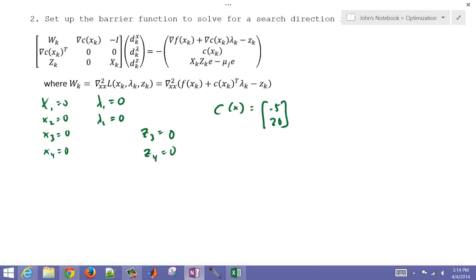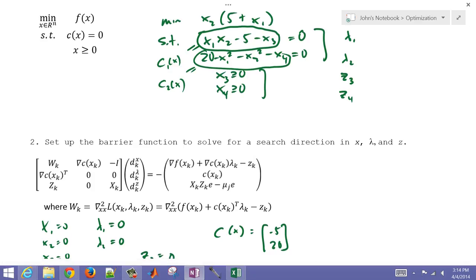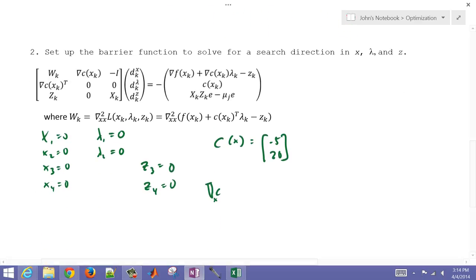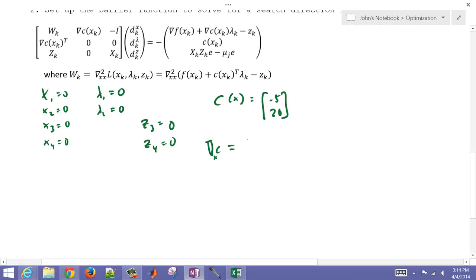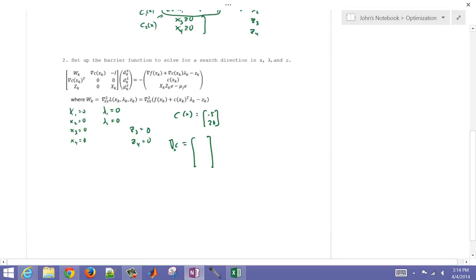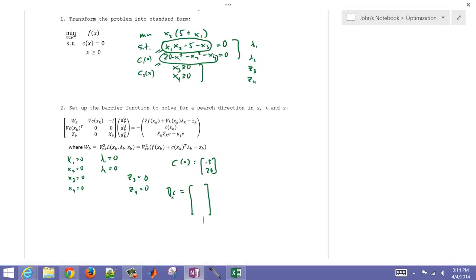Now we also need the gradient of c. So how do we get that? The gradient of c with respect to x. Just go ahead and take the derivatives with respect to x1, 2, 3, and 4. Let me zoom out just a little bit so we can see it. Is it going to be a 2 by 4 then? Yeah, 2 by 4, or a 4 by 2, whichever way you want to write it.